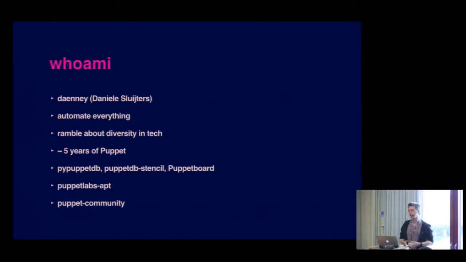PuppetDB Stencil, which allows you to combine the PuppetDB API and Jinja to template out resources for those cases that you don't want Puppet or where Puppet is actually too slow. And Puppet Board, which is an ops-focused dashboard on top of PuppetDB. I'm also the unofficial maintainer of Puppet Labs apt, the official apt module, together with Morgan Haskell from the Puppet Labs module team, who's a fantastic engineer to work with.